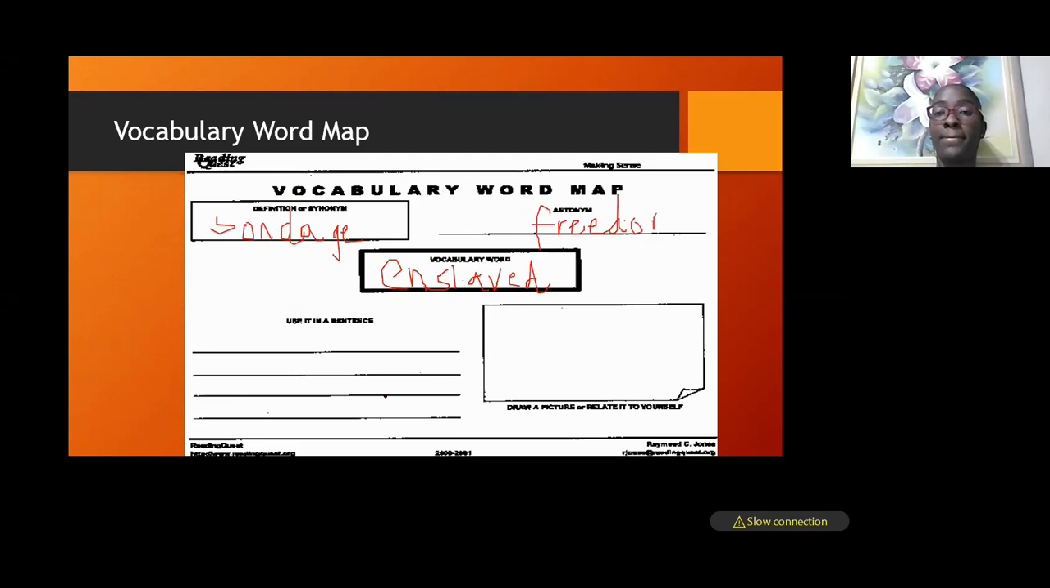Okay, so now can we use the word enslaved in a sentence? And if you had to draw a picture of an enslaved person, what would that represent? Okay, so you can continue that on your own. You could draw a picture or you could let me know what your idea is of a picture that you put there.